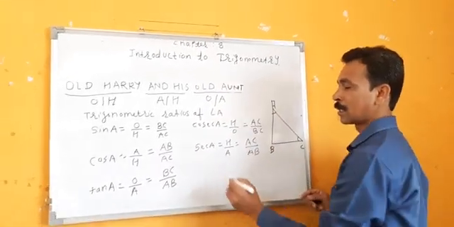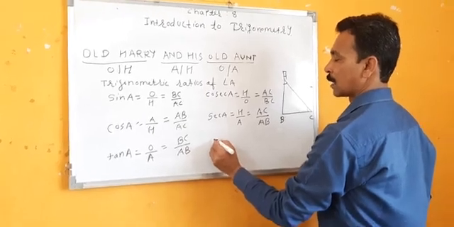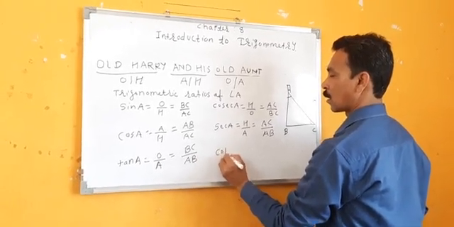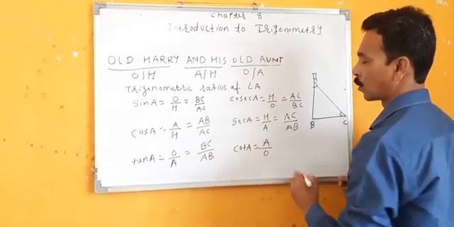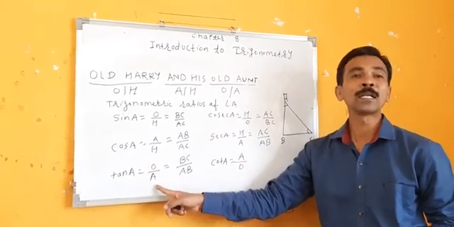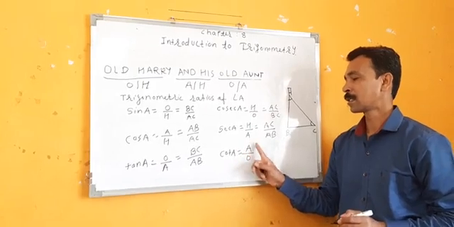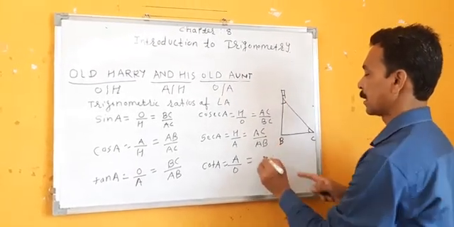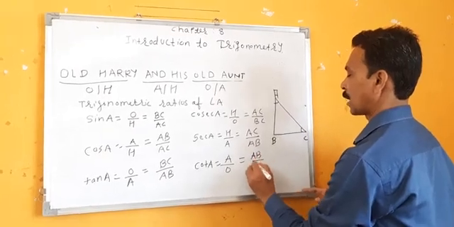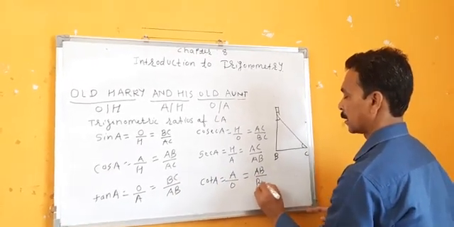And what is the reciprocal of tan? Cot. Cot A is equal to A upon O, because tan is O upon A. So cot A becomes A upon O. Adjacent is what? AB upon BC.